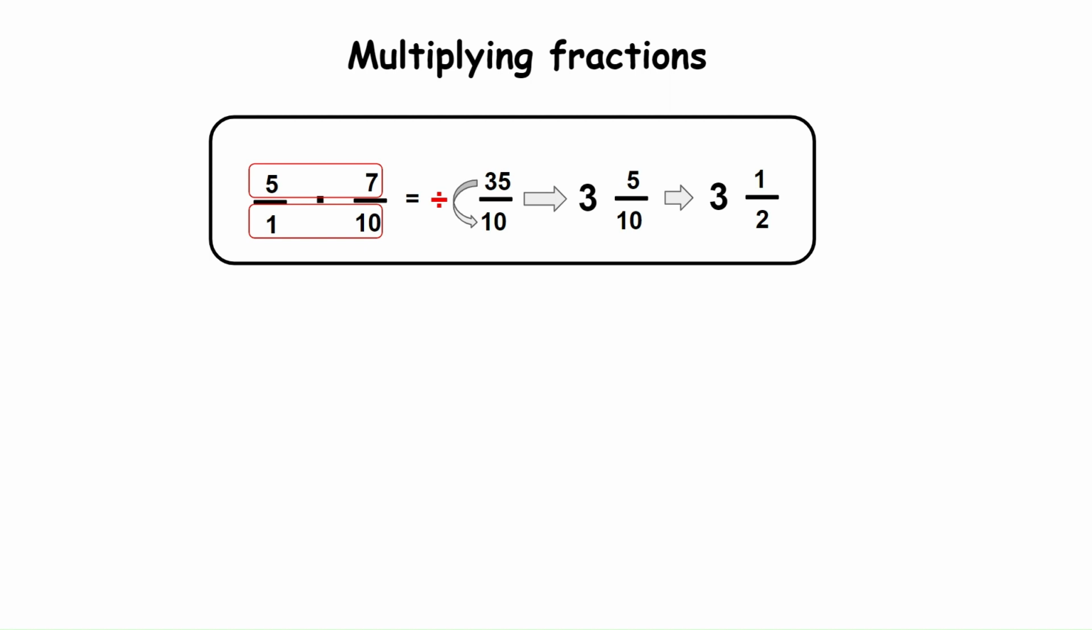So 5 over 1 multiplied by 7 over 10 is equal to 35 over 10, which can be converted to the mixed fraction 3 and 5/10, which can be reduced to 3 and 1 over 2. Great job.